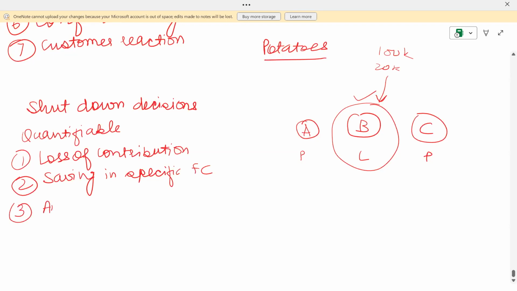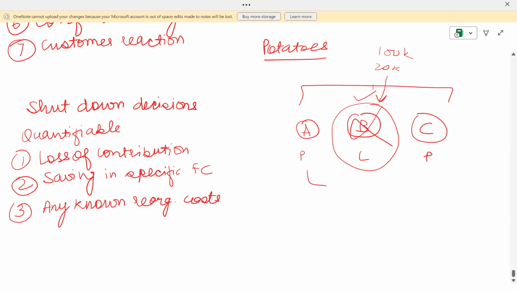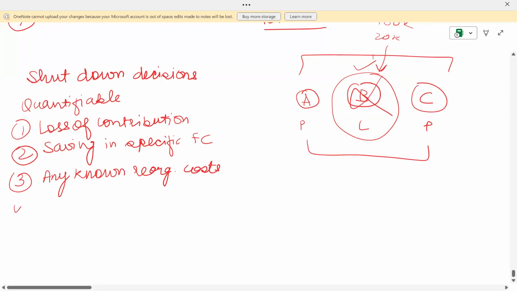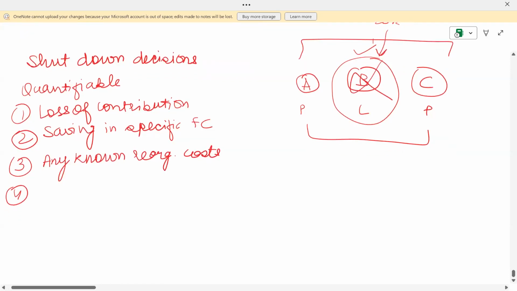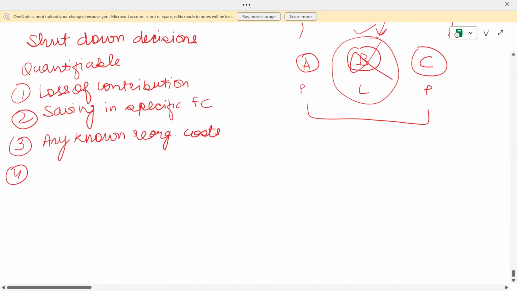Another thing which will be quantifiable will be any known reorganization costs. Basically, I initially had three departments, and if I'm closing one department as a whole, there might be some reorganization which I have to do to the other departments. So if there are any known costs with regard to this, that will also be considered.